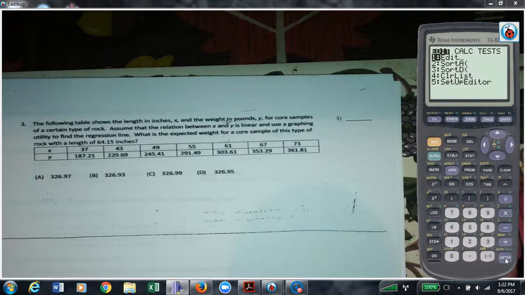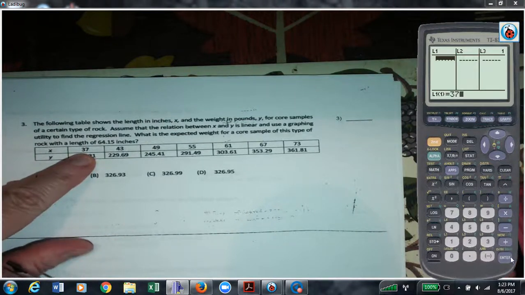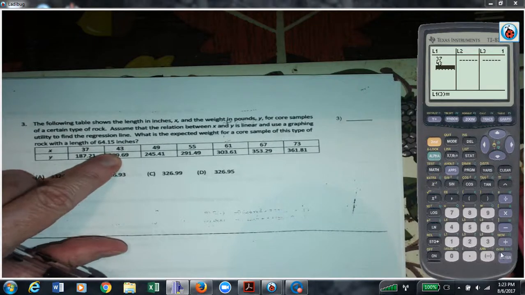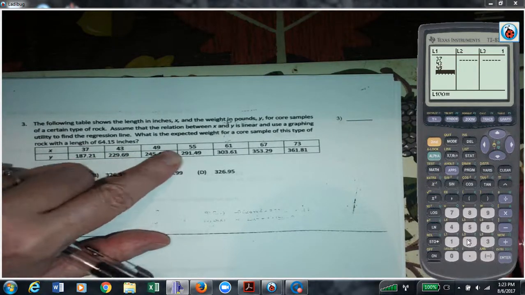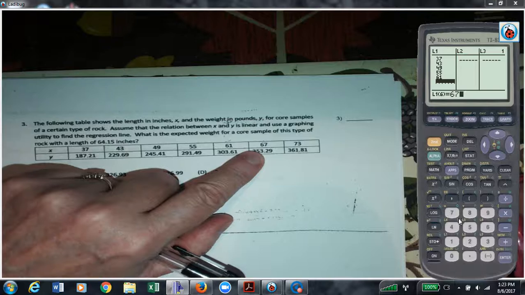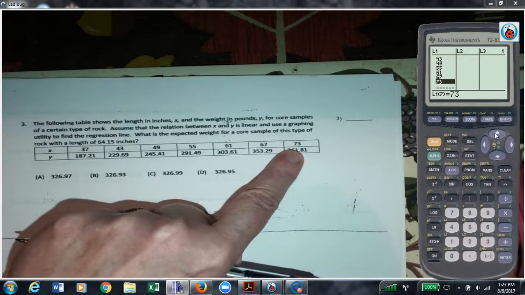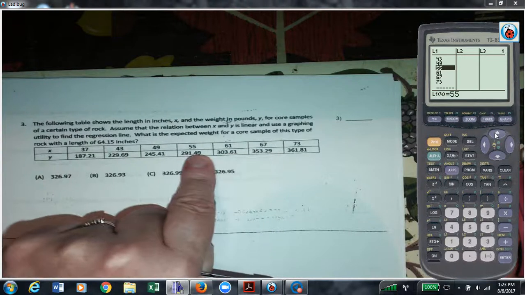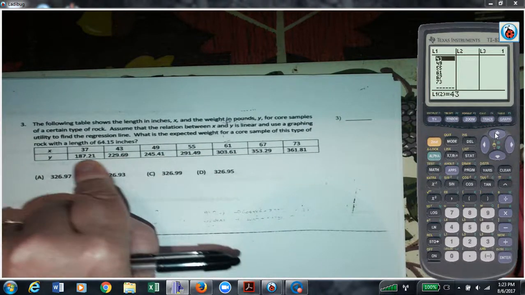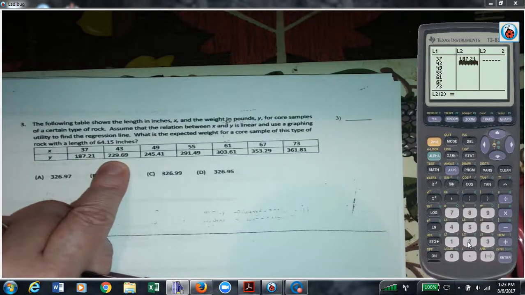So I press stat, then I press enter, and I put my x values into list 1. And be very careful here, because 99% of the mistakes are made because you make a mistake in entering the data. You don't get the data right. Okay, and just quickly check. So go back through backwards: 73, 67, 61, 55, 49, 43, and 37. And now for list 2. Be really careful here because it's going to be easy to make a mistake here.